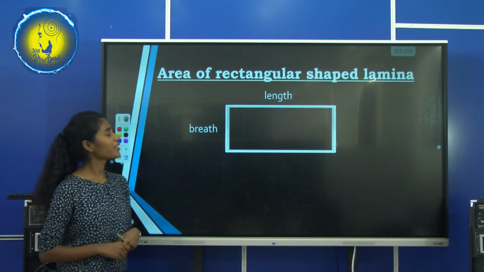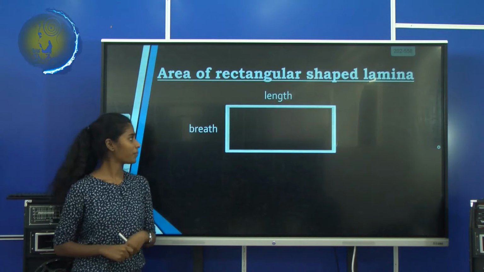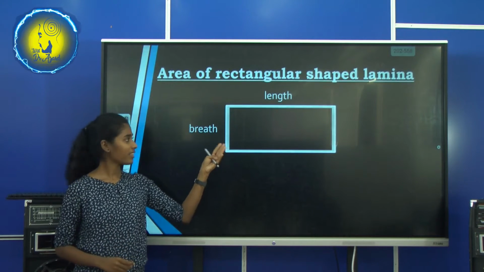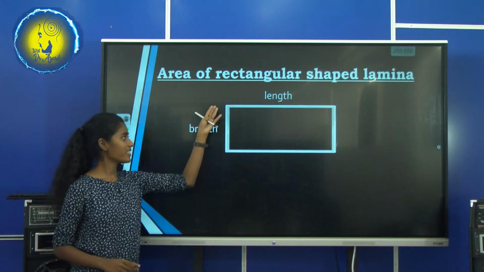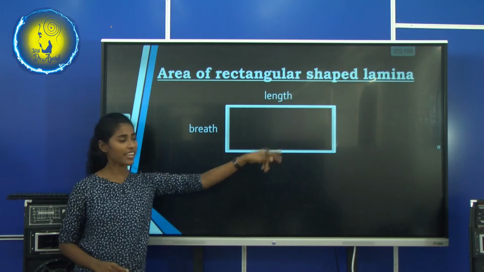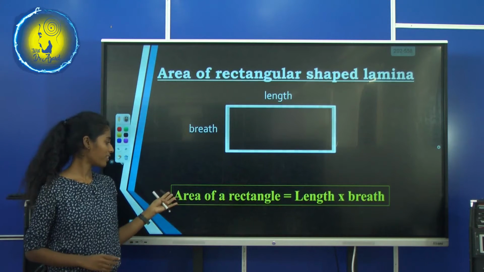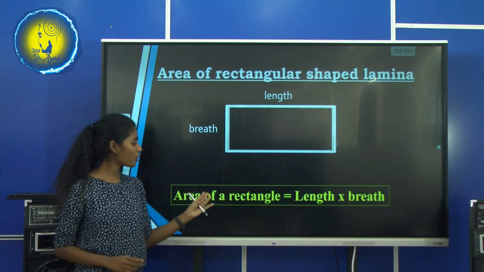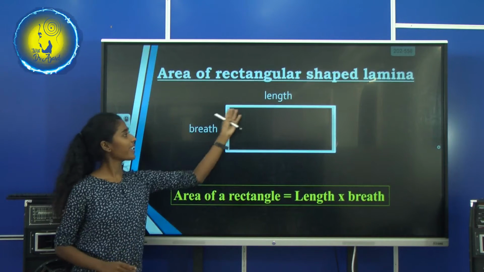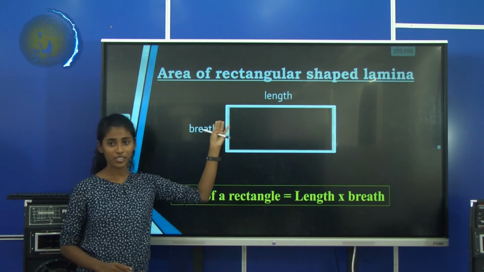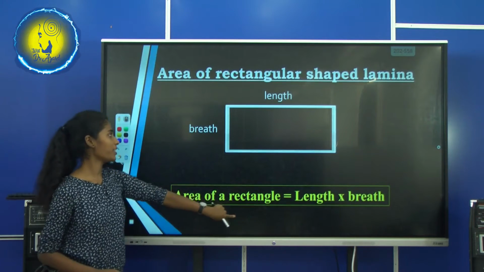Okay. Now we are going to find the area of a rectangular shaped lamina. This is a rectangle. Opposite sides are equal and parallel to each other. This is the breadth and this is the length. To find the area, you can use this formula. The formula is area of a rectangle equals length into breadth. The magnitude of length and the magnitude of breadth have to be multiplied together.